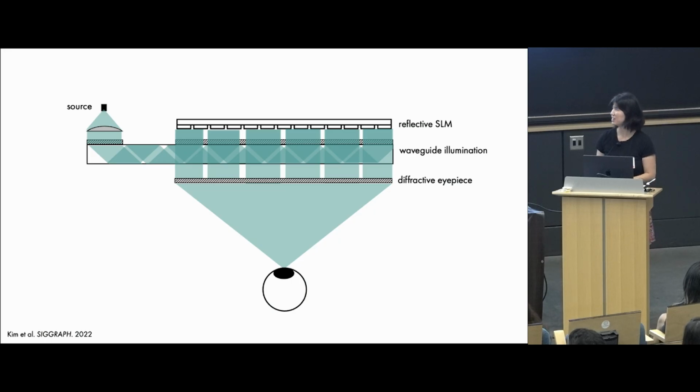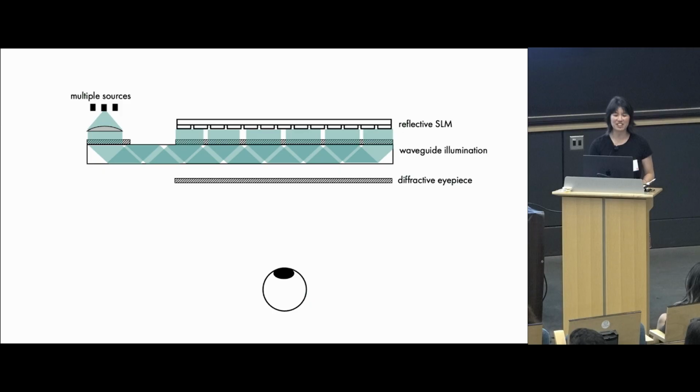And there is a paper in 2022 talking about this architecture. Now, to turn this into something that we can use this multi-source system on, we need to have different illumination that hits the SLM at different angles. But luckily, that's exactly how waveguides work. If we replace our single source input with multiple sources, each of these is going to outcouple from the waveguide at a different angle.